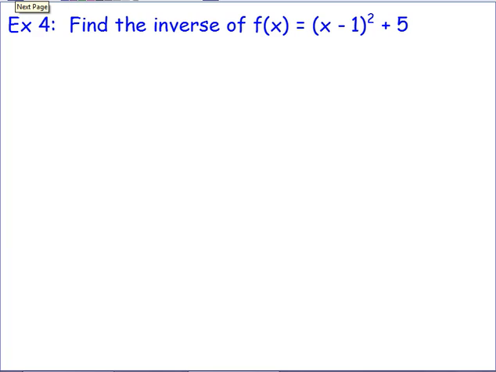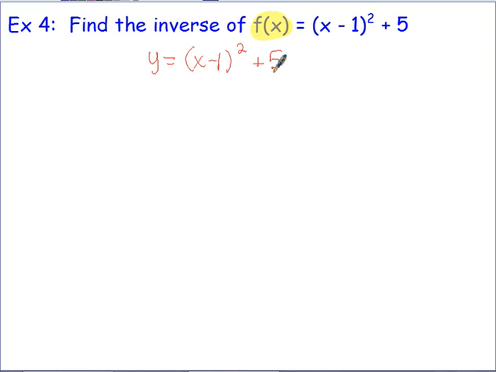More stuff, more numbers. Let's break it down. First problem is this right here. That's not helpful to us. So our very first note was if you see f of x, it's the same thing as y. So this equation is really y equals x minus 1 squared plus 5. But we haven't done the inverse yet. That was just getting rid of that ugly notation.